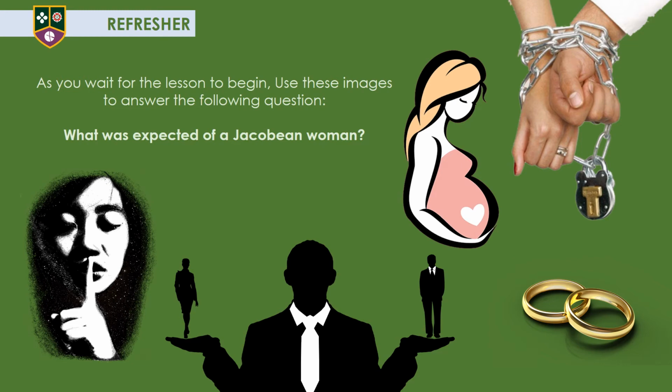Welcome to Remote Learning. For this lesson, we'll look at Act 1, Scene 6 and 7, focusing on the relationship between Macbeth and Lady Macbeth. Here I've included some images and I want you to use them to answer this question. So, what was expected of a Jacobean woman?